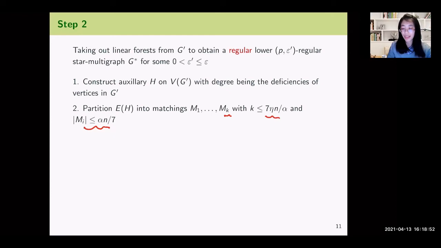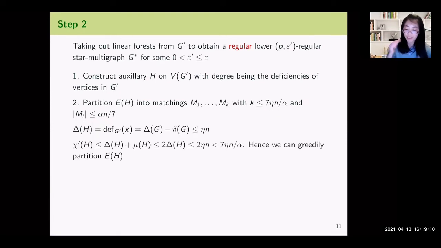So from here, you see that because each of the matchings has a small size and we have only a small number of matchings, after we took out something from the graph G prime, the remaining graph will still have a relatively large minimum degree. So we can have a good control of the remaining graph.